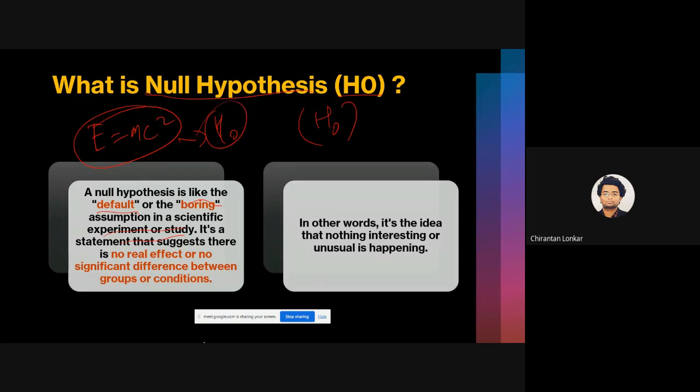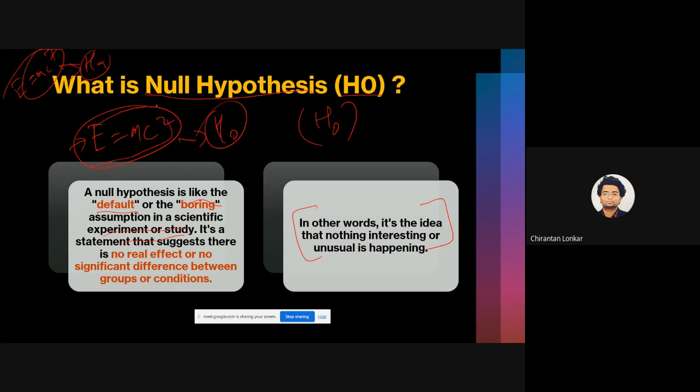But someone comes in, some random guy comes in, and he or she says, hey, you know what? E is not equal to mc square. E is actually equal to mc to the power of 7. That is your alternate hypothesis. We'll see alternate hypothesis also. So again, this is nothing but your default or your boring scientific assumption. It is the statement that suggests that there is no real effect or no significant difference between the groups or conditions. In other words, it is the idea that represents nothing interesting or unusual is happening.